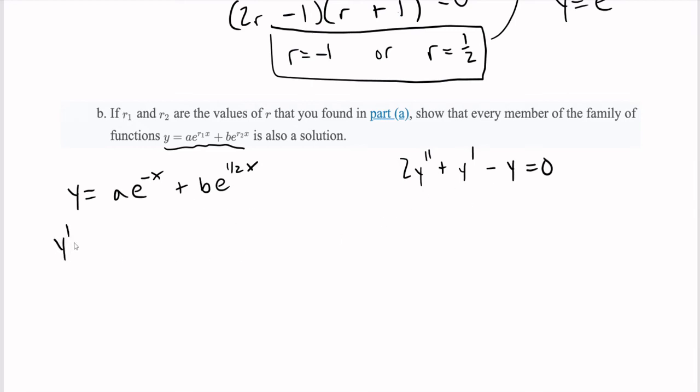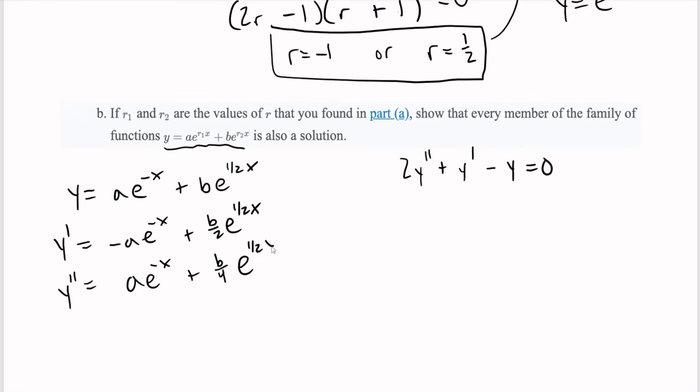So y prime would be negative a e to the negative x plus b over 2 e to the 1/2 x. Well, we need y double prime, right? So do that. Y double prime is, drop another negative, a e to the negative x plus b over 4 e to the 1/2 x. Okay. So then what happens? Well, plug this in. So this would be 2 a e to the negative x plus b over 4 e to the 1/2 x.